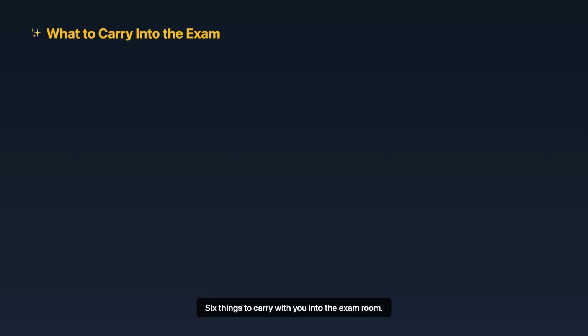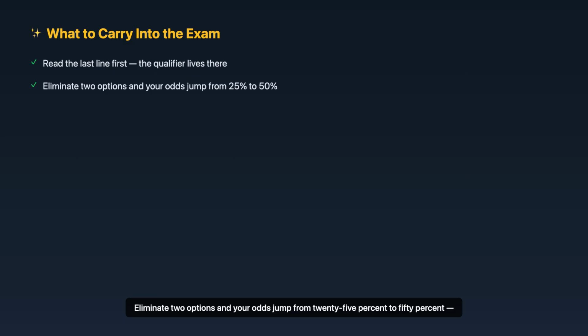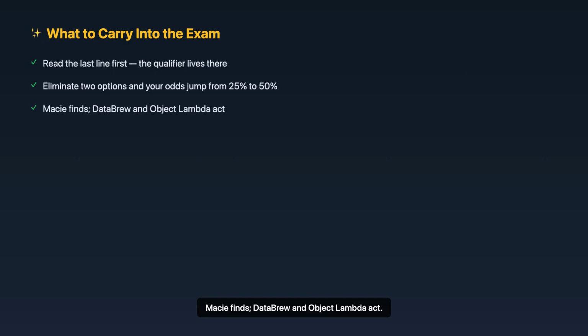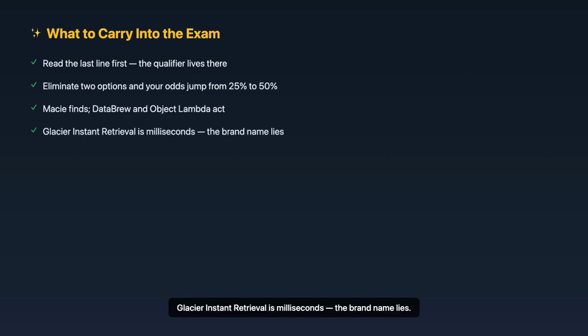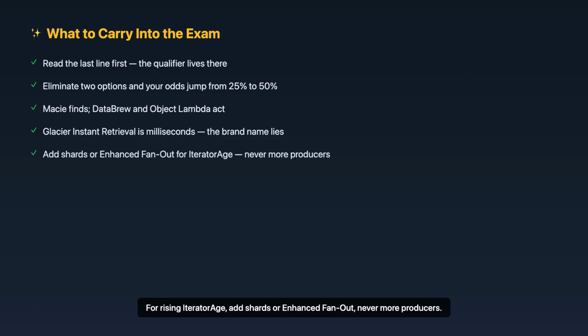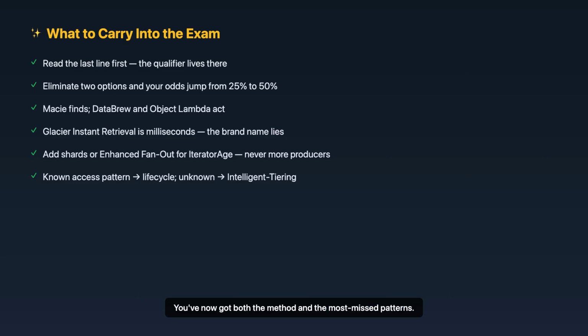6 things to carry with you into the exam room. Read the last line first, the qualifier lives there. Eliminate 2 options and your odds jump from 25% to 50%, that's free math. Macie finds. DataBrew and Object Lambda act. Glacier Instant Retrieval is milliseconds, the brand name lies. For rising IteratorAge, add shards or enhanced fan-out, never more producers. And known access pattern means lifecycle. Unknown means Intelligent-Tiering. You've now got both the method and the most missed patterns.